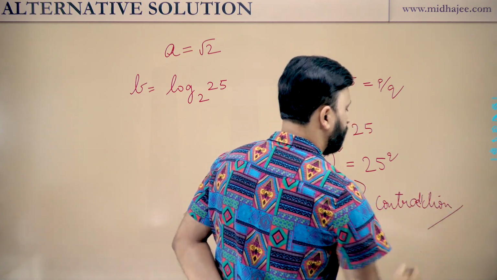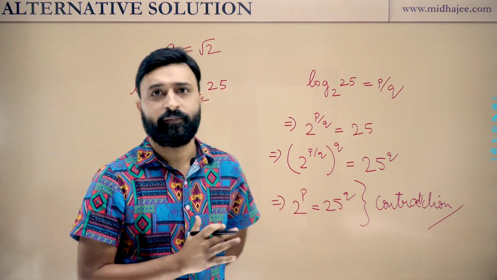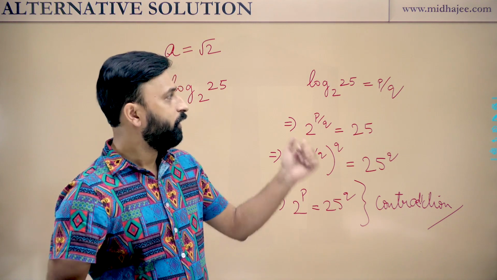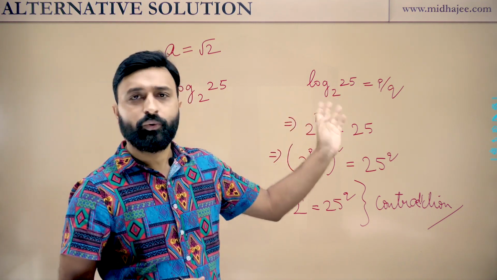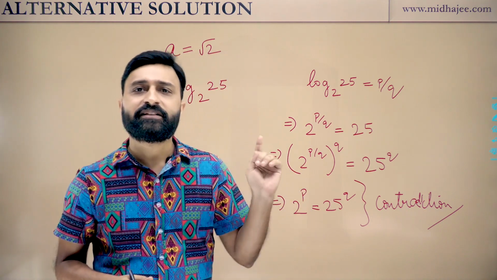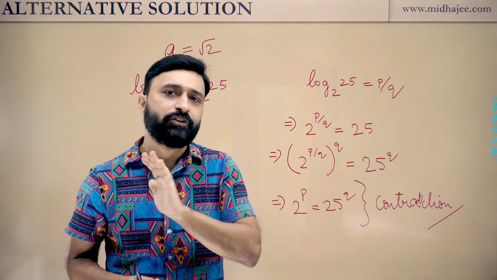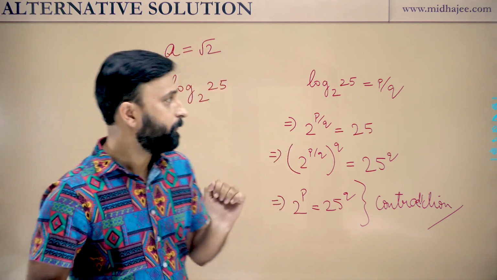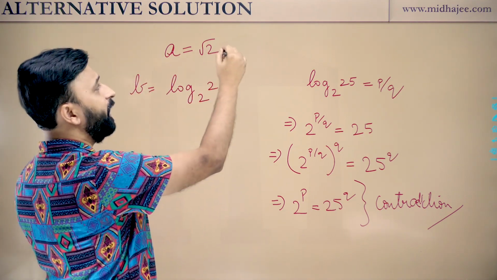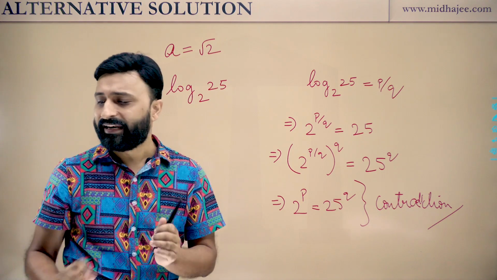Contradiction over here. Okay. So if there is a contradiction, it means that our initial assumption of log 25 to the base 2 is equal to p over q is not correct, which means that it is an irrational number. It is not a rational number. Okay. So we have proved that this is an irrational number.